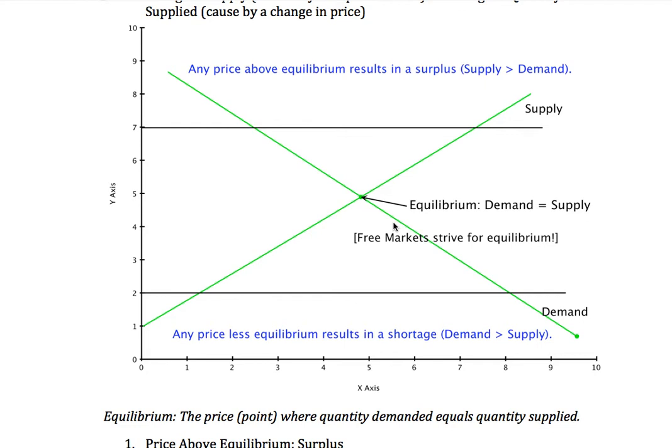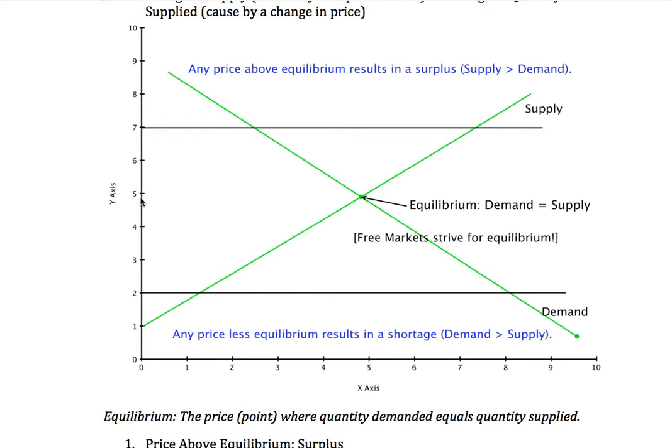That's the beauty of a market economy. A market economy always strives for equilibrium. So what I'm pointing out here is that any price above equilibrium results in a surplus. Supply is greater than demand. So we have an equilibrium at 5. Let's look at what happens if price is 7.